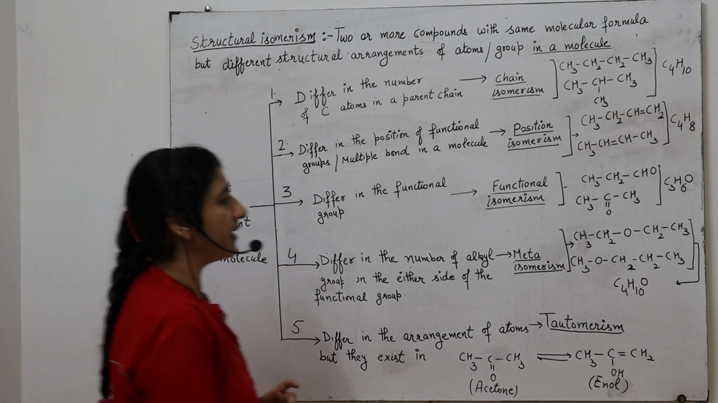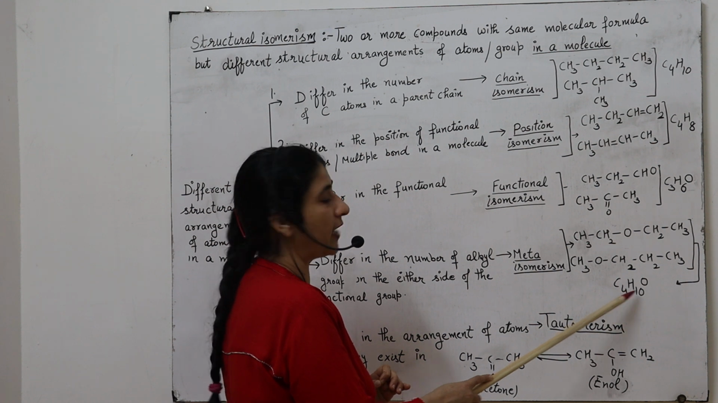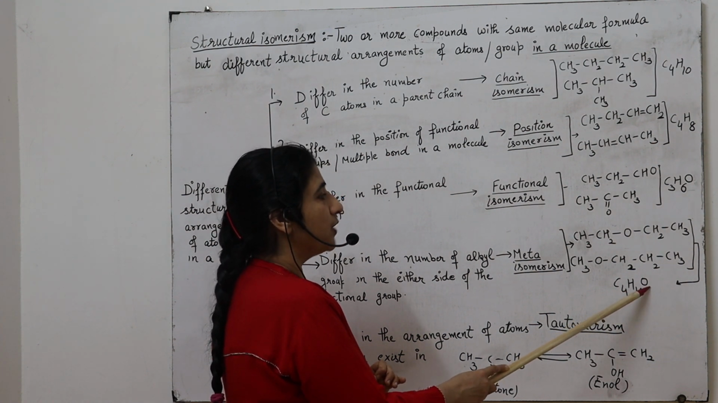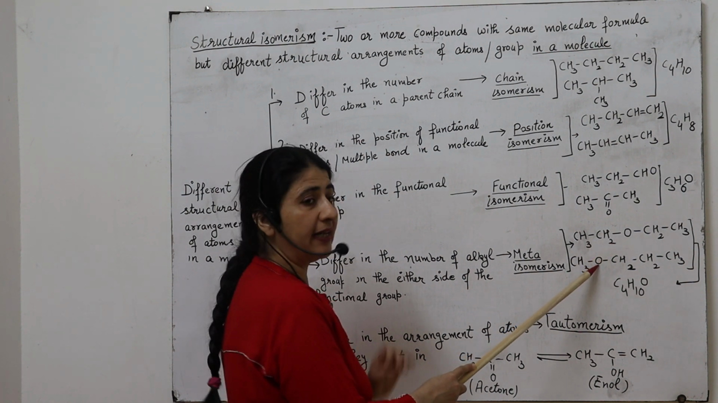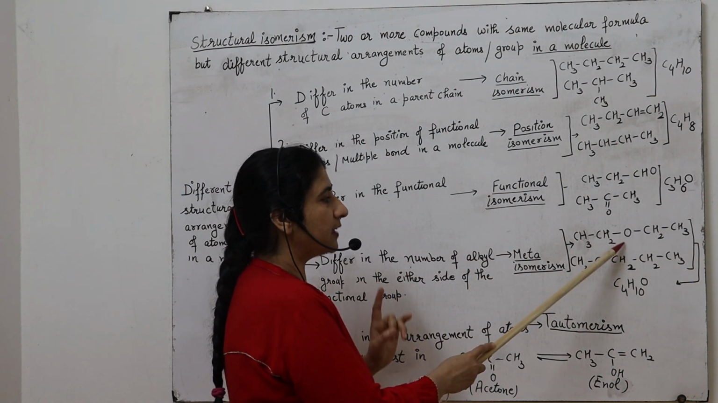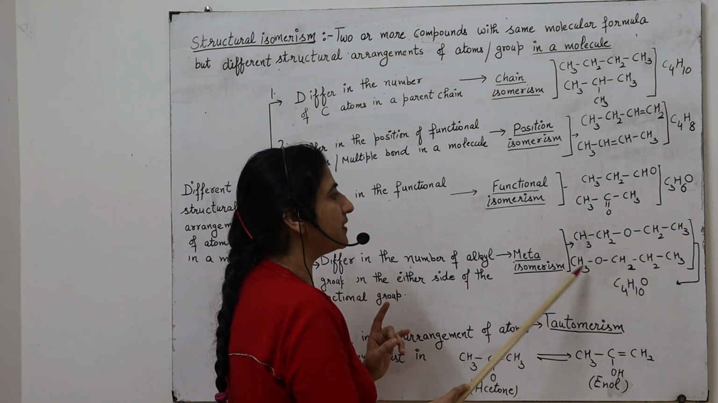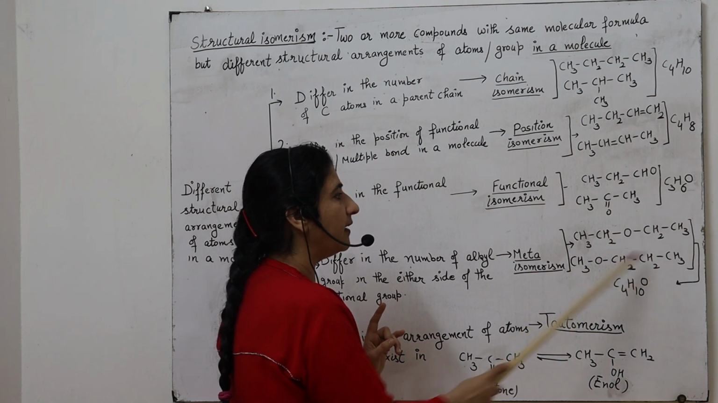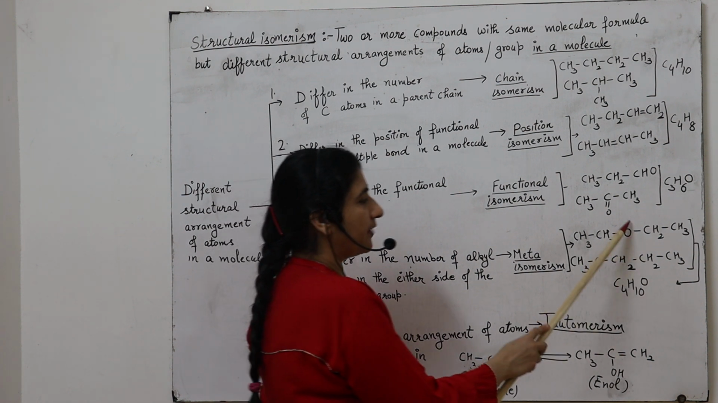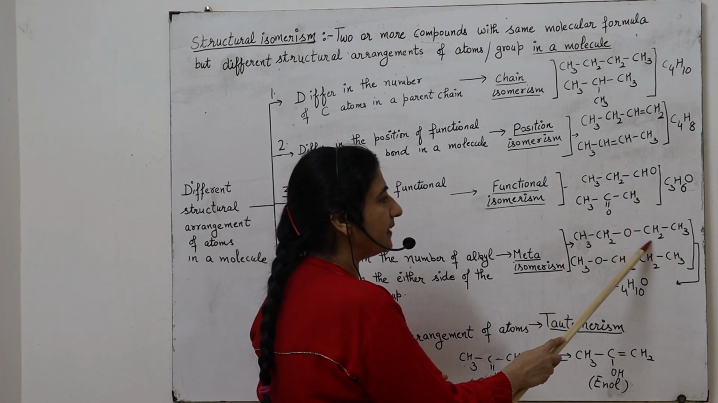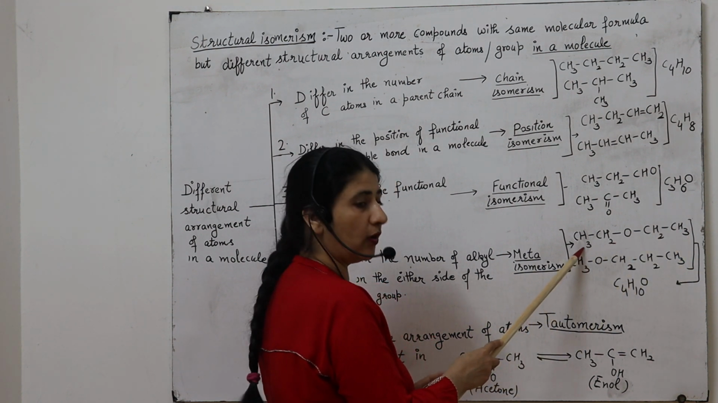To illustrate it, I am taking the example of these compounds having molecular formula C4H10O. Both compounds contain the same functional group, that is ether. This compound is diethyl ether and this one is methyl propyl ether. In this case, this is the functional group, with one ethyl group on this side and one ethyl group on this side.